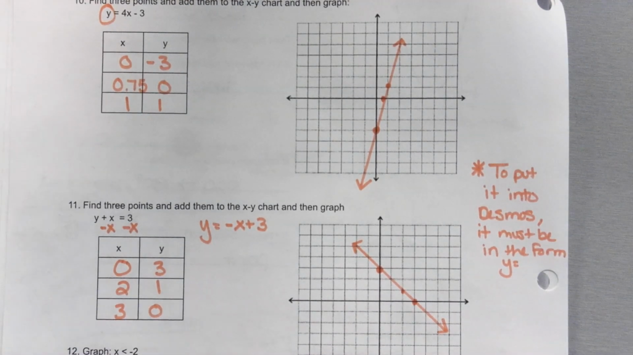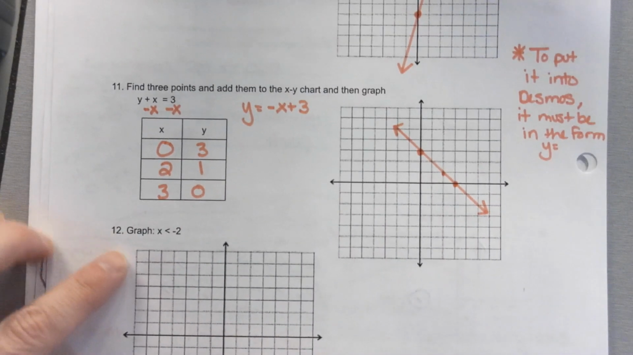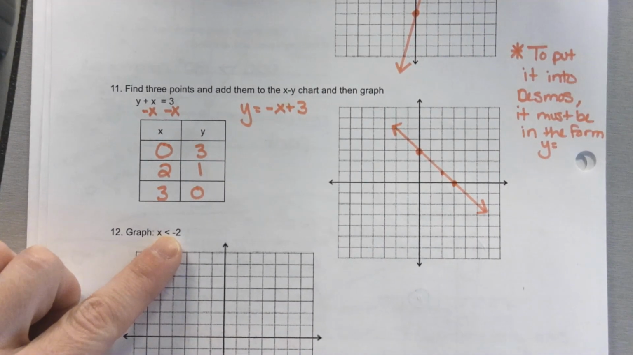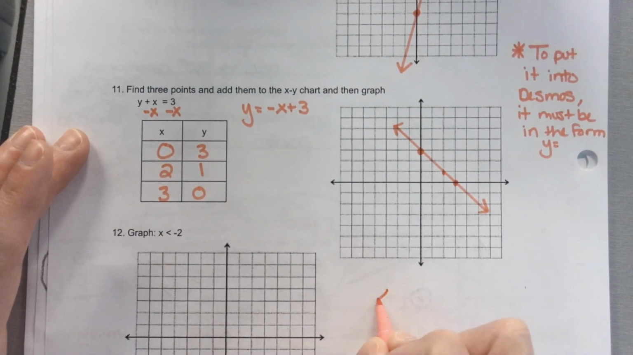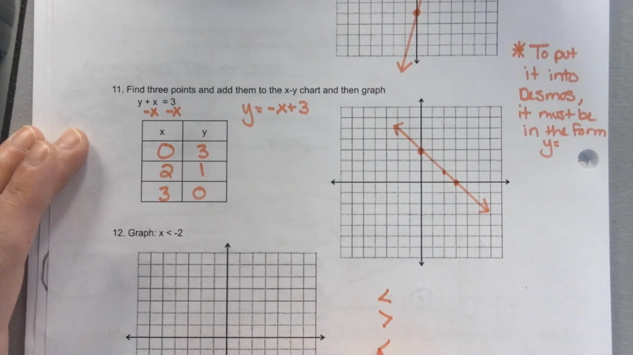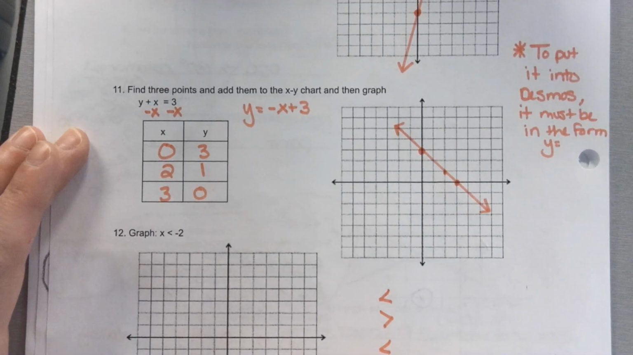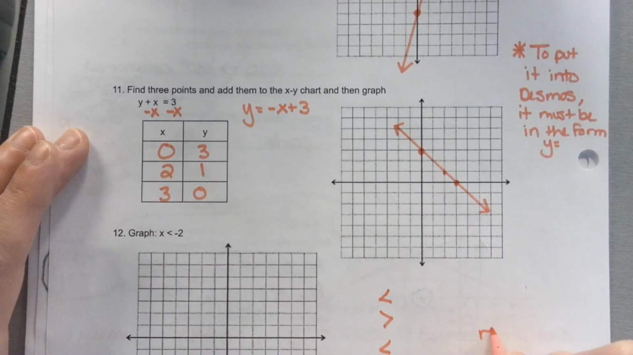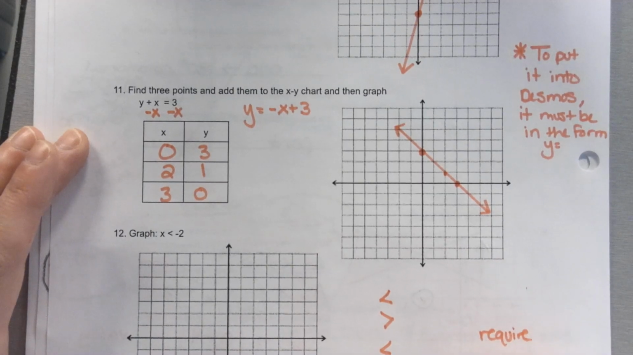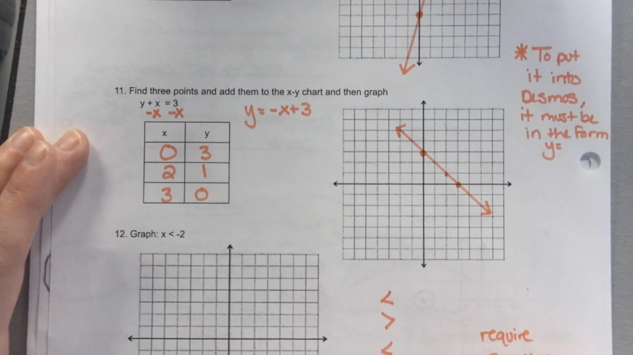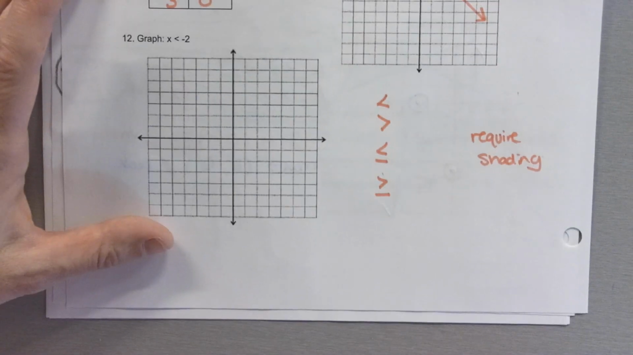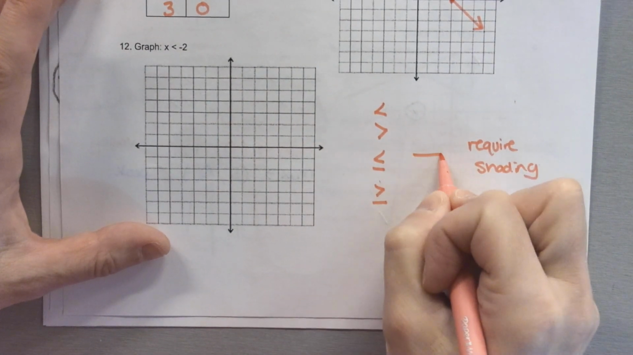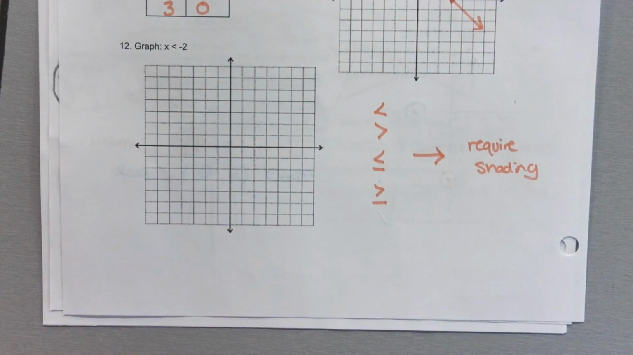The next one is the one where we have to shade. So whenever you have an inequality, do you see how it's not an equals for this one? So if you have this, this, this, or this, these require shading. So any of these symbols require shading, meaning you're going to draw on your line, but then you also need to shade the correct spot.